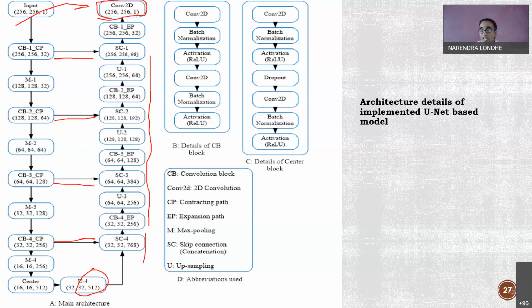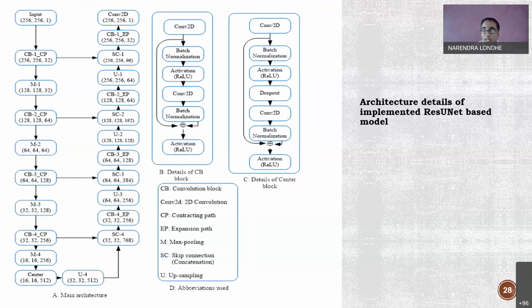So what I'm saying here is that you are going to generate a similar figure to the one given in the input, as the output of the U-Net structure. That is what is expected, right? And this is the detailed architecture of the convolution block. This is the detailed architecture of the center block. These are the different abbreviations: upsampling, skip connection, max pooling, expansion path. Everything is given here.